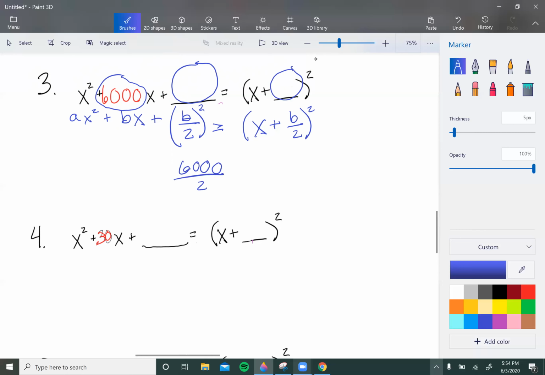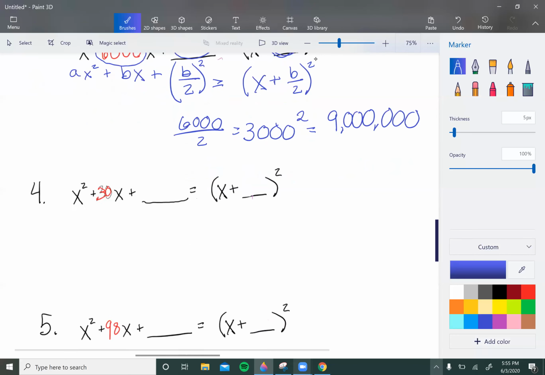is 3,000. And since b divided by 2 goes in this spot right here, we just fill this in with 3,000. We square that 3,000, we get a really big number, and that number is 9 million. So 9 million goes right in here. Easy enough. Although, one more 0 in there. Okay, we have 9 million.